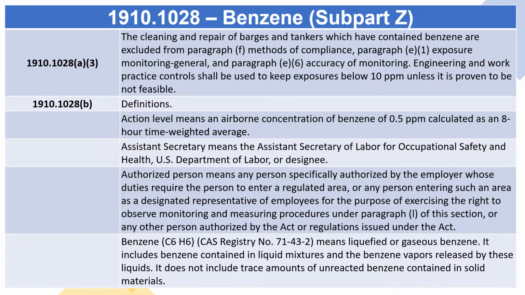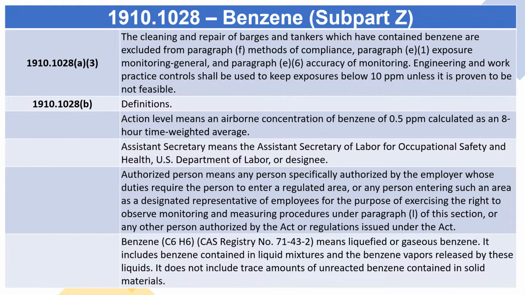Authorized person means any person specifically authorized by the employer whose duties require the person to enter a regulated area, or any person entering such an area as a designated representative of employees for the purpose of exercising the right to observe monitoring and measuring procedures under paragraph (l) of this section, or any other person authorized by the Act or regulations issued under the Act.